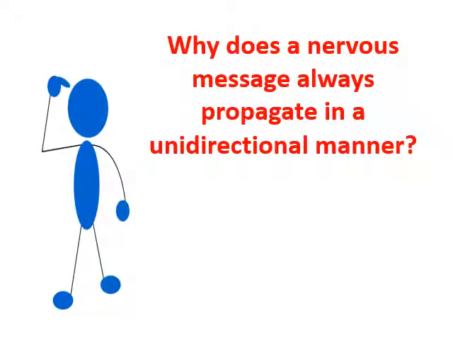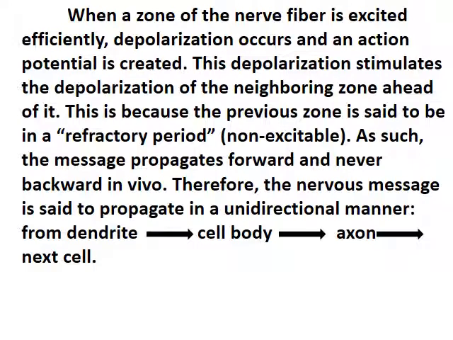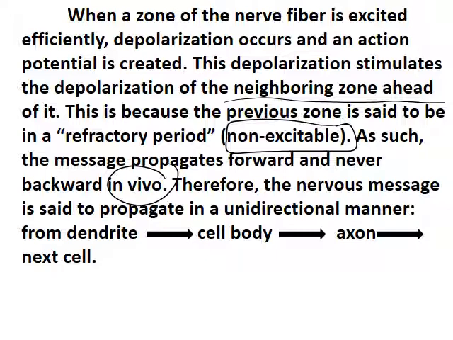Why does the nervous message always propagate unidirectionally? When a zone of nerve fiber is excited efficiently, depolarization occurs and an action potential is created. This depolarization will stimulate the depolarization of the nerve zone ahead. This is because the previous zone is in a refractory period, a non-excitable one. As such, the nervous message propagates forward and never backward in vivo. Therefore, the nervous message propagates in a unidirectional manner from the dendrite and cell body toward the axon and to the next cell.